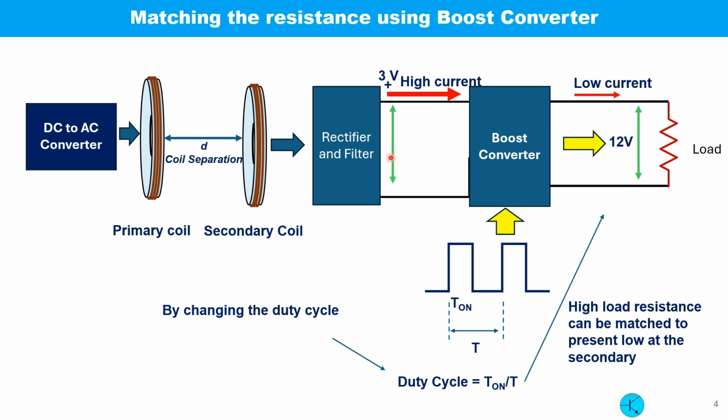Suppose we are keeping the coil separation 15 centimeter. We find that the output should be connected to a load which gives, for instance, 3 volt. We must drive a load which needs 12 volt. In the middle, we are using a boost converter. By controlling the duty cycle of the boost converter, we can match this requirement so that the rectifier circuit can deliver 12 volt to the output.